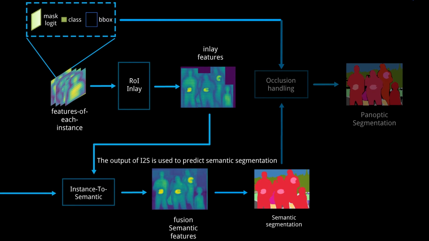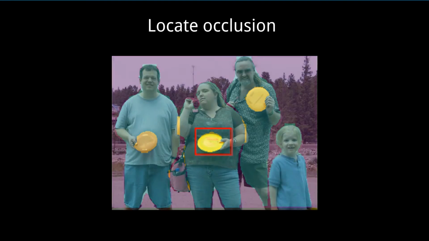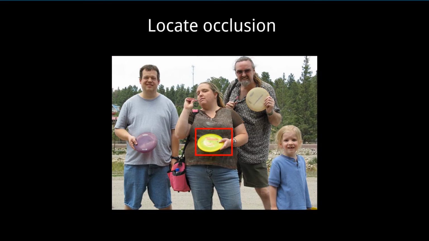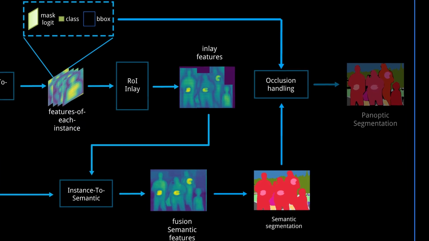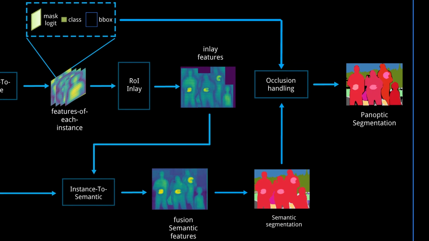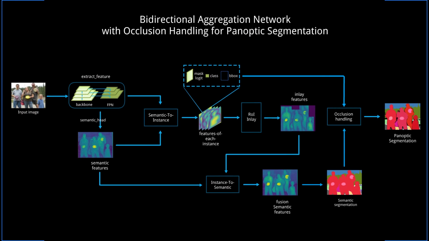To obtain the final panoptic segmentation results, the instance predictions are post-processed by an occlusion handler. Occluded regions are first located between several instances. In this case, there is an occlusion between a plate and a human. We compare the visual similarity of the occluded parts and the candidate instances. Eventually, the instance predictions are combined with semantic segmentation to obtain panoptic segmentation by simply prioritizing things over sub-regions.